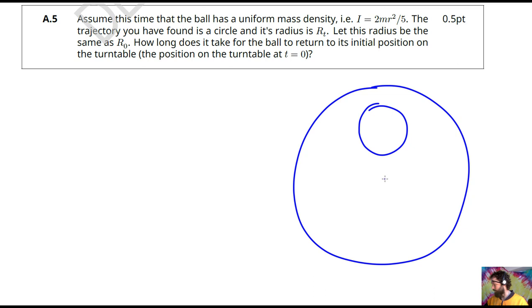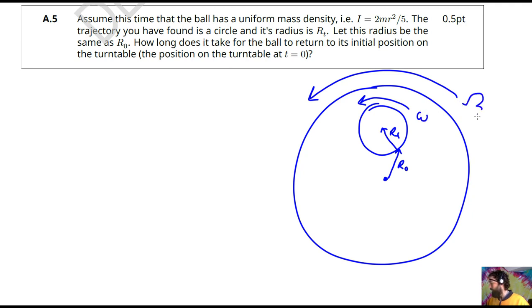There's one extra factor that we need to consider here, and that's if this is the center of the table, the distance to there, that's essentially if that was our initial position, R0, then that needs to have the same magnitude as the center of the circle, RT. And if we have the turntable going around this way, we also have the ball going around this way. The ball will be doing revolutions that have an angular frequency of omega, and the turntable will be doing revolutions that have a frequency of capital omega.